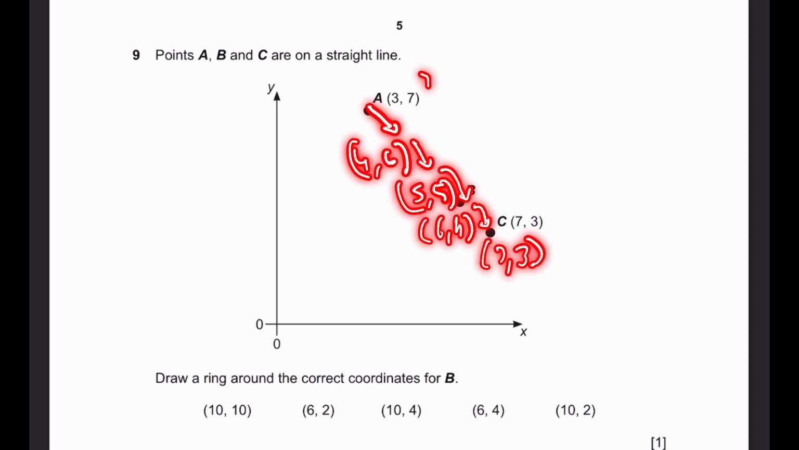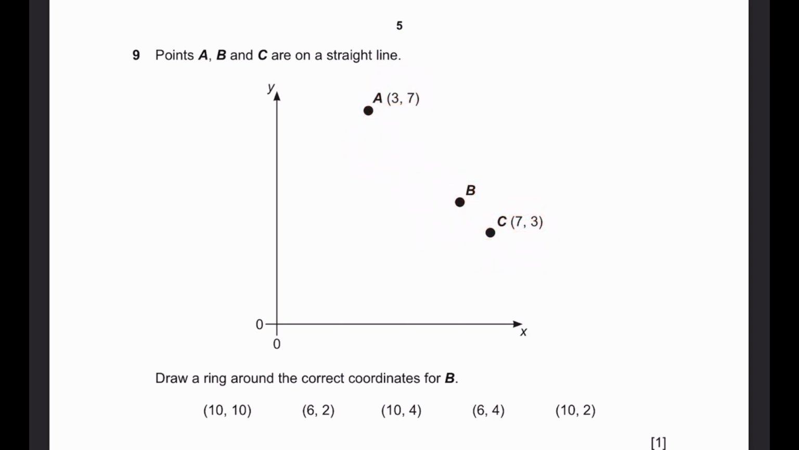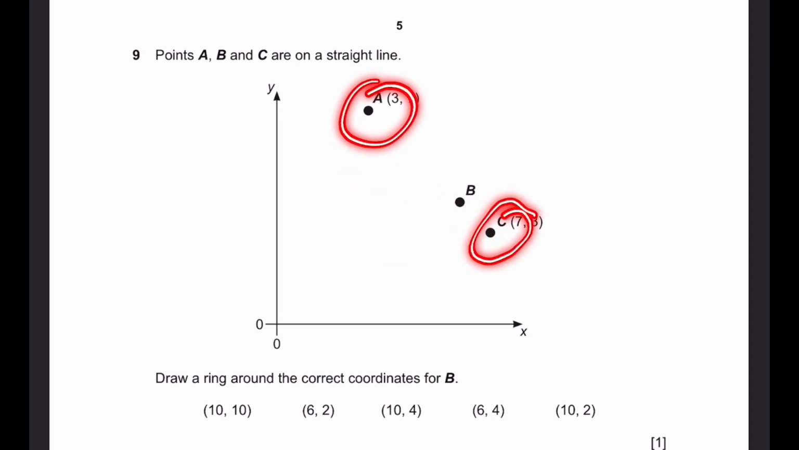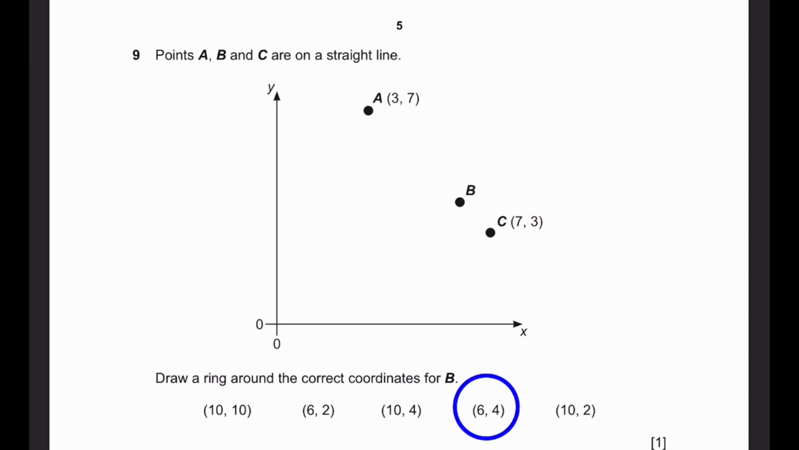How do I know this? Because A and C are points which have the swapped x and y coordinates, because 3 becomes a 7, 7 becomes a 3. They pretty much swapped around from A to C. Therefore, we know that the gradient is minus 1. So if we add 1 to the x value, that means we subtract 1 from the y value. So we get 4, 6, 5, 5, and 6, 4, which is the B value, since it's closer to C than A. This is the only correct answer.